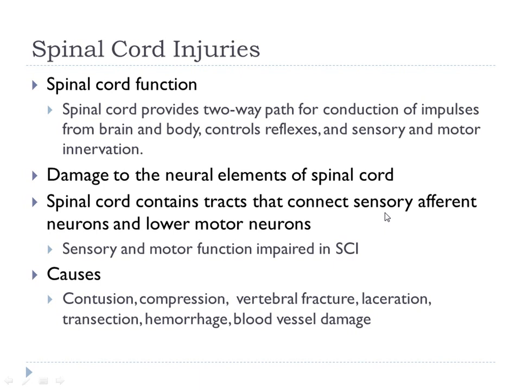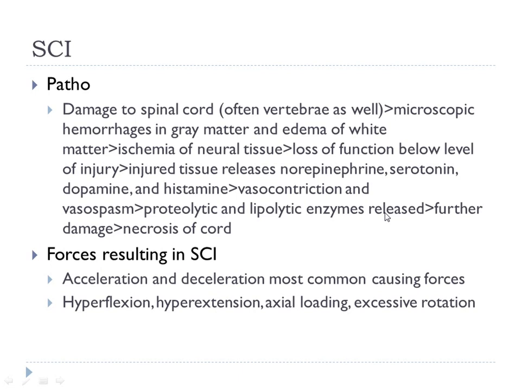So somehow the spinal cord is damaged for some reason, and often the vertebrae as well, because the vertebrae protect the spinal cord, and if there's enough trauma to damage the spinal cord, usually you'll have vertebral fractures as well. So the vertebrae breaking might be the cause of the damage. But you have bleeding within the cord, in the gray and the white matter, and basically it's neural tissue, and therefore if it becomes ischemic, it dies. And therefore, loss of function happens below the level of injury. Right, that's an important key to understand.